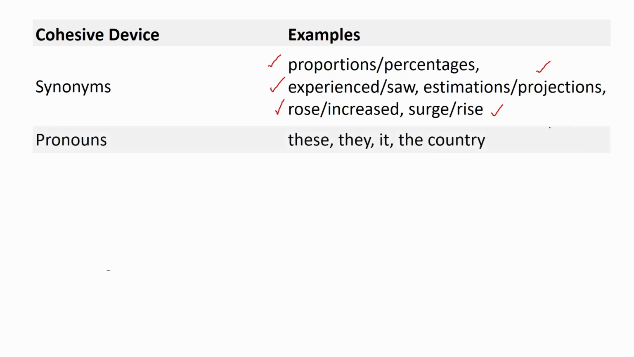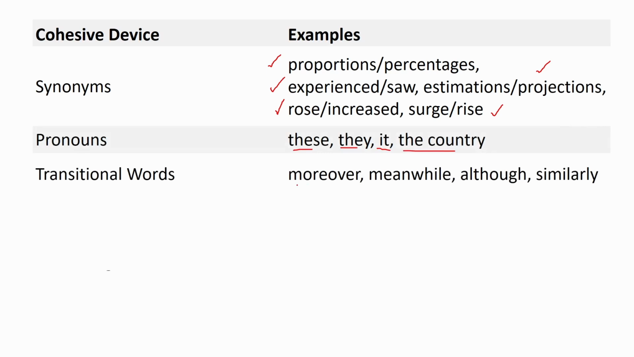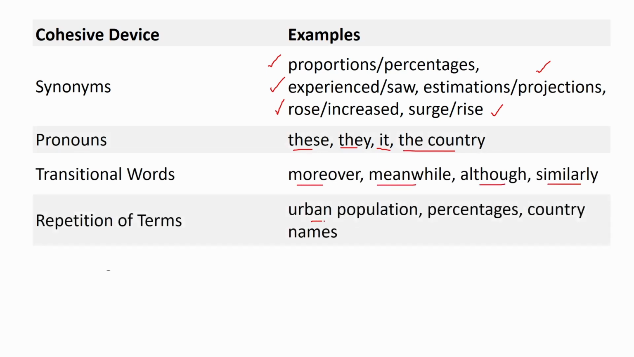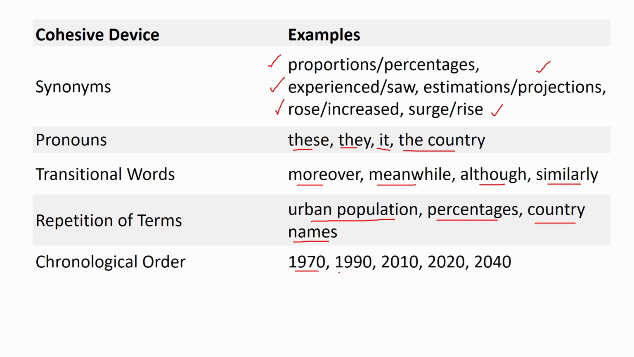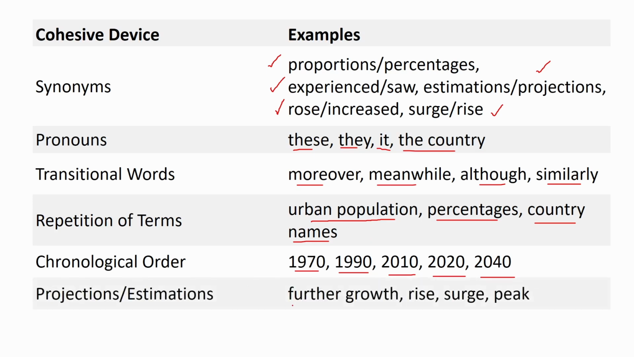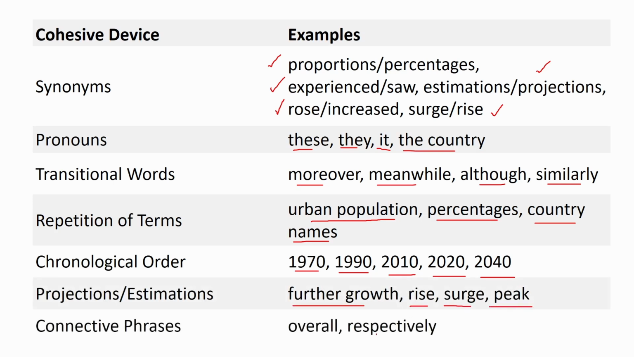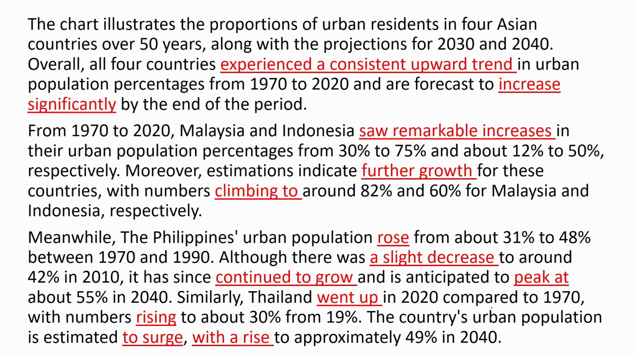I also use some pronouns, these, they, it, the country. Some transitional words like moreover, meanwhile, although, similarly. I repeated some terms of the same topic, like urban population, percentages, country names. I used the chronological order here. I started from 1970, then 1990, 2010, 2020, and then 2040, which is a logical flow. And also I used some projections and estimations like further growth, rise, surge, and peak, and also some connective phrases like overall and respectively. Now let's look at the language of change I use in this sample.